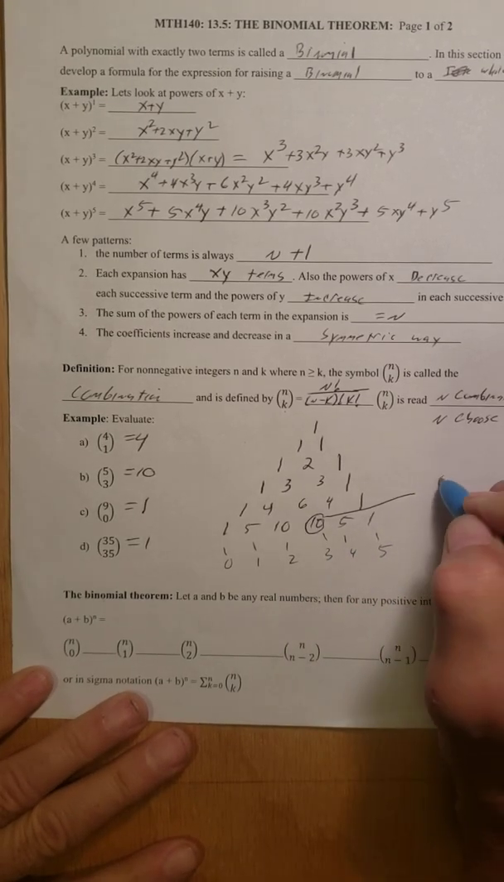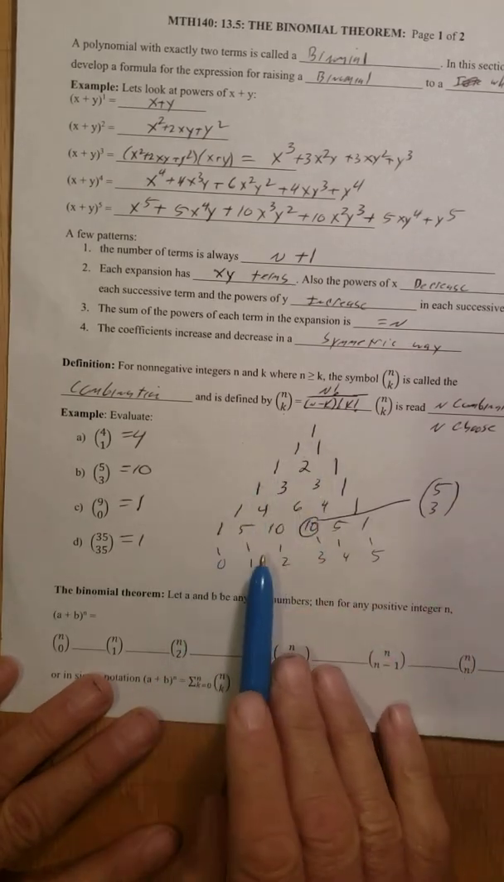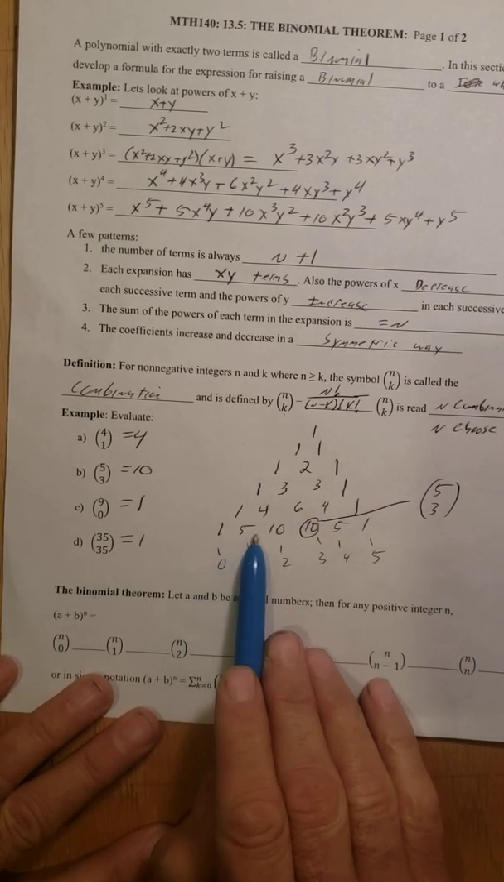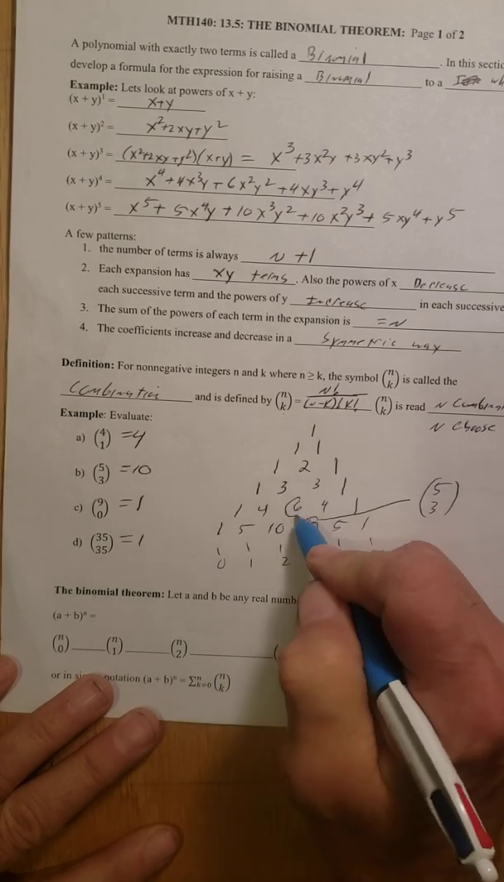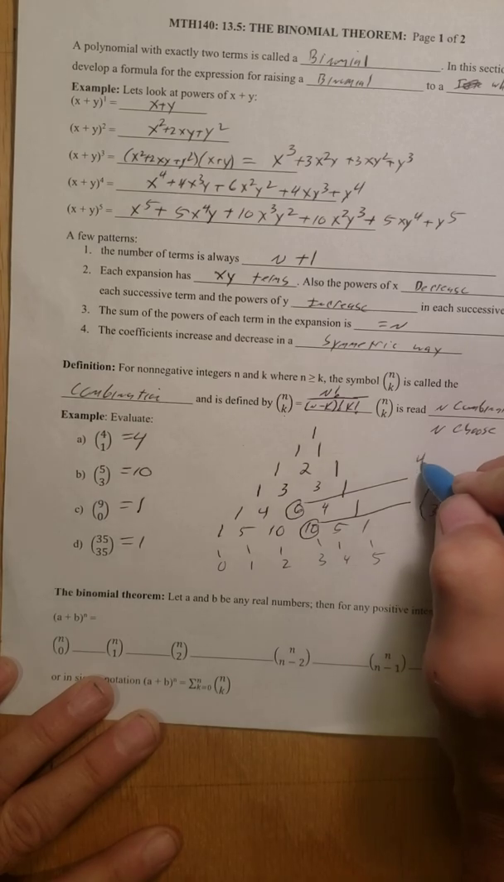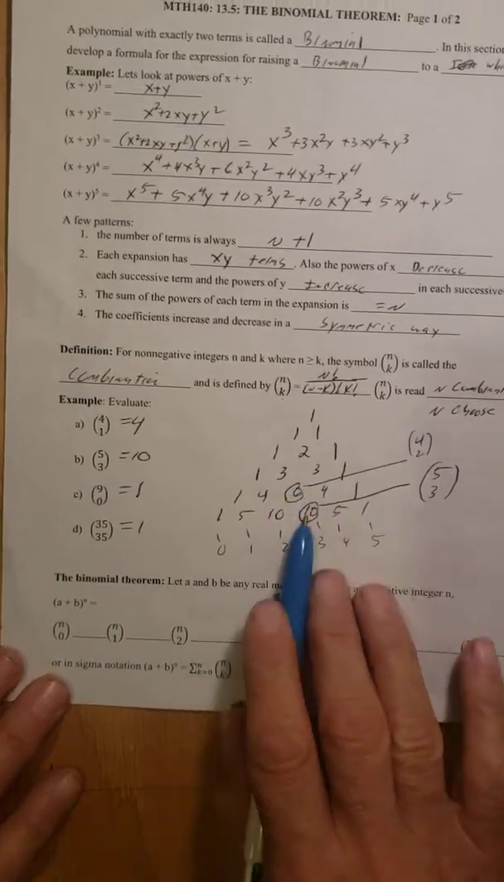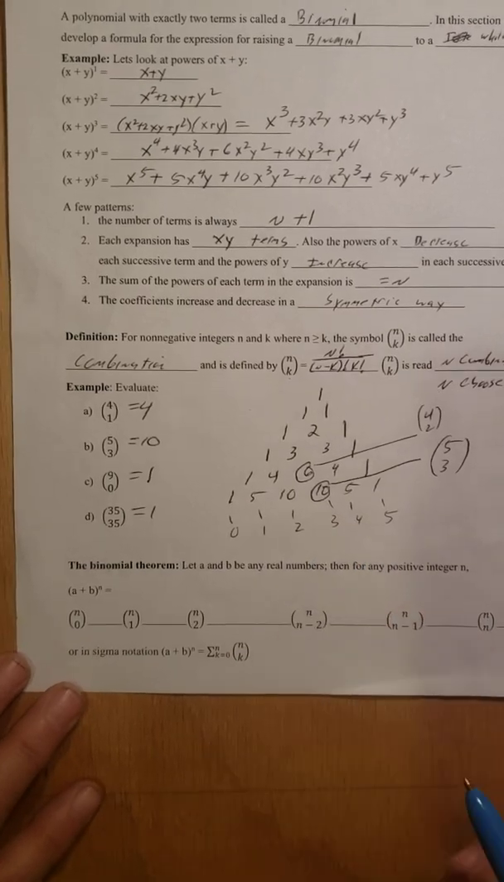This 10 would be the 5 choose 3. Again, row 5, start counting at 0, 0, 1, 2, 3. So this 6 is 4th row, 0, 1, 2. That 6 is 4 choose 2. So that's another way to evaluate these things if you don't have a calculator.